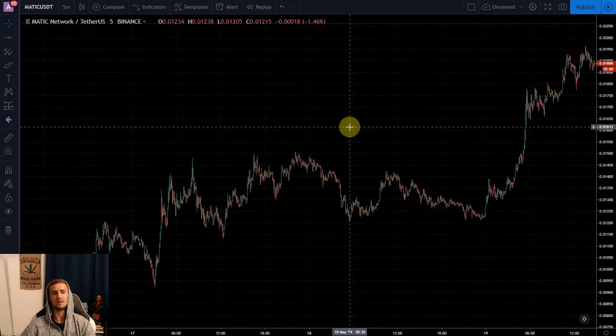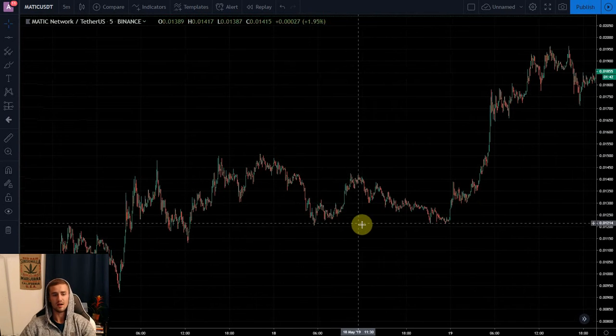As you should know, support is helping keep something up, right? So if it's supporting it, it means where price bounces off of and goes up. Resistance is the opposite. Resistance is the top where it hits and gets rejected. So support keeps it up, resistance keeps it down.